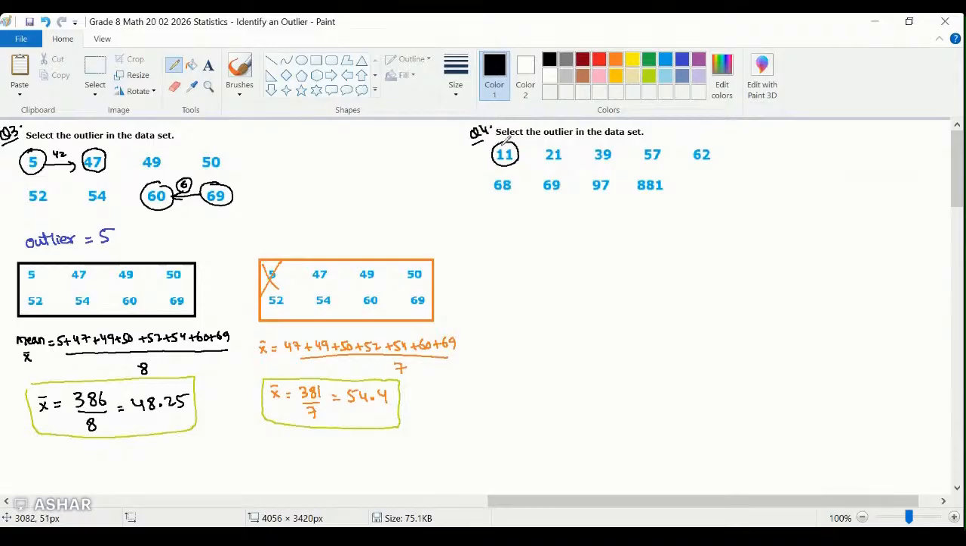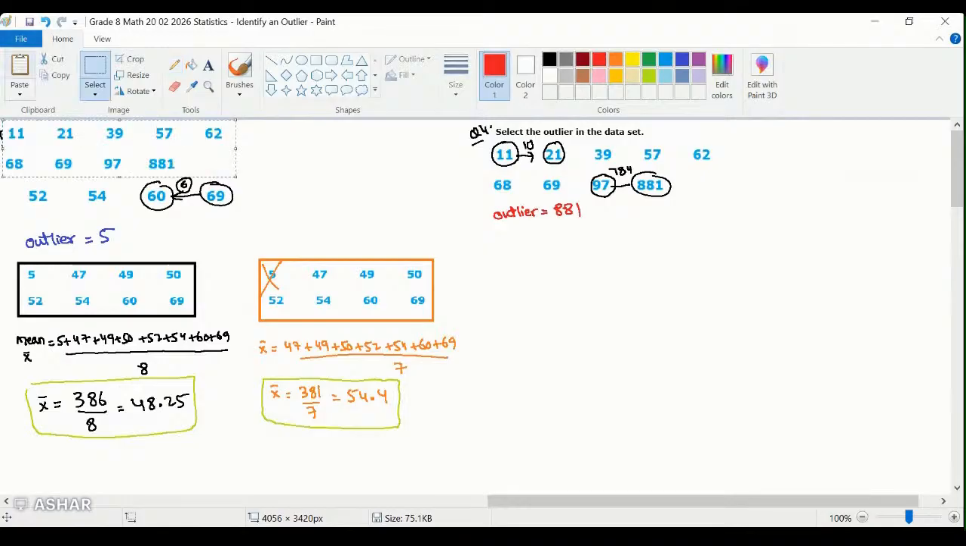This number and this number, right? They're arranged in ascending order. 11 with the next number has a difference of 10. This with the next number has a difference of 881 minus 97, which is 784. So in this case, the outlier should be 881.